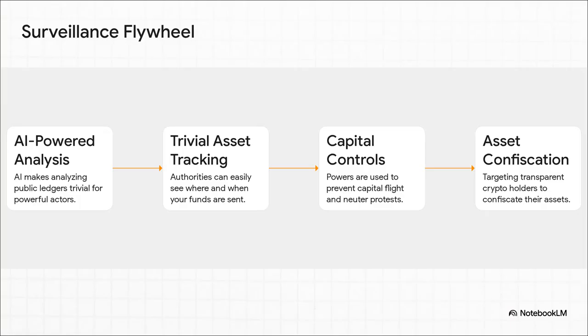This slide is so important because it breaks down the threat into 4 really clear escalating steps. First, you've got powerful AI that makes analyzing these public ledgers incredibly easy. That leads to step 2, trivial tracking of all your assets. From there, it's a very short leap to enforcing capital controls, and then, in the most extreme cases, targeted confiscation of your assets. It's a flywheel that just feeds itself, and it could have very real consequences for all of us.